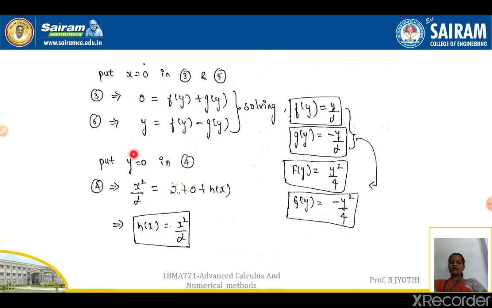Next, put y = 0 in equation 4. That gives us x²/2 = 0 + h(x), that is, h(x) = x²/2. This is what we will be getting.